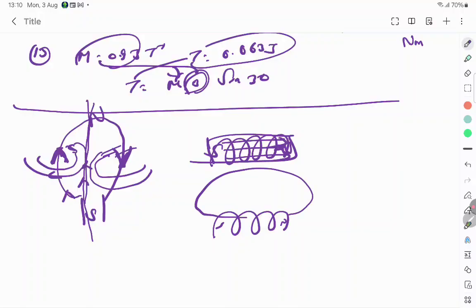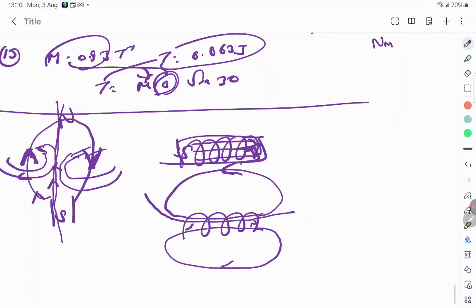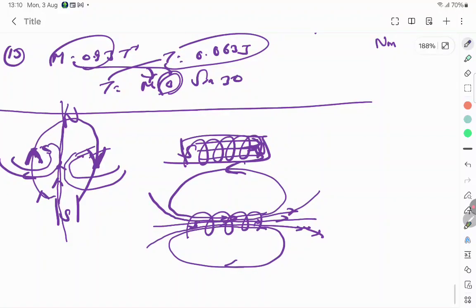Outside the bar magnet, the field goes from north to south. Within the bar magnet, it goes from south to north, and goes like this. Therefore, it's exactly the same lines as a bar magnet. Can you see? Yes. And therefore, we can say that the solenoid exactly behaves like a bar magnet.